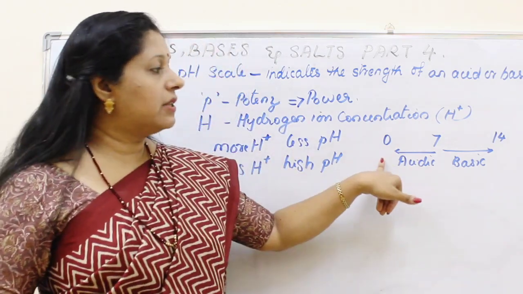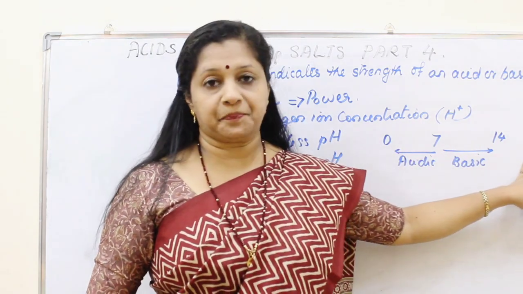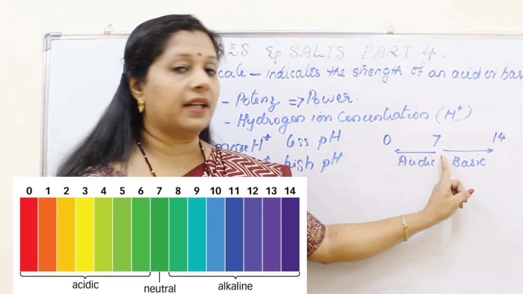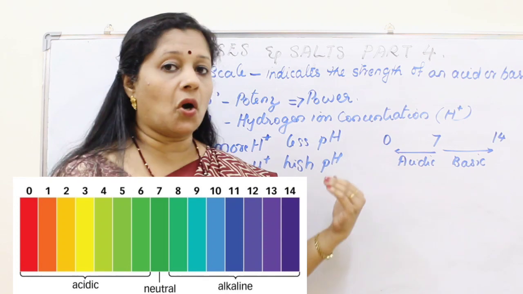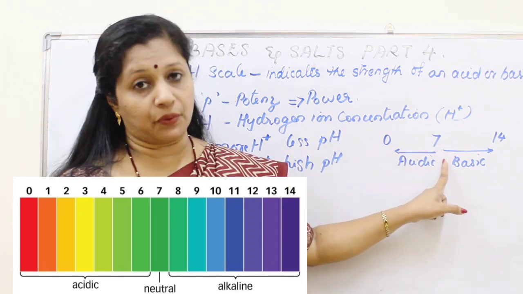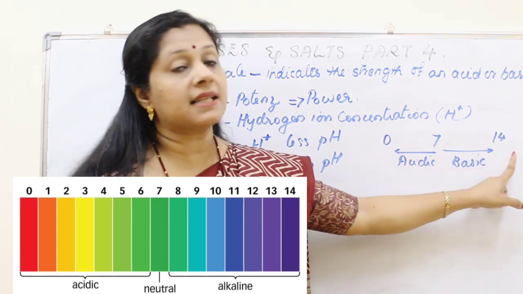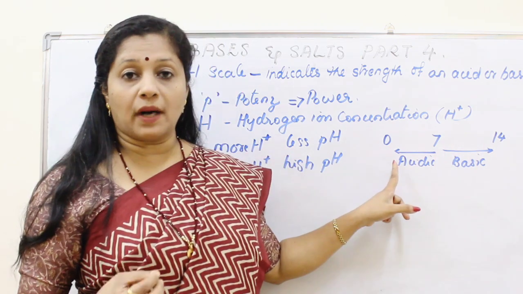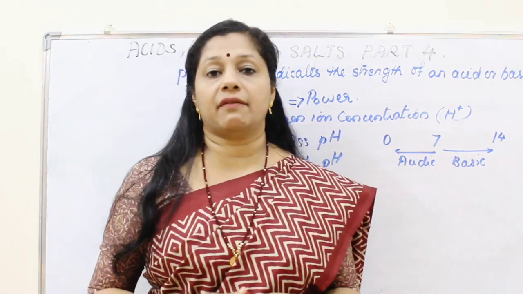The pH value is measured on a scale starting from 0 to 14. The mid value is 7. So 7 is neutral, and 0 to 7 is acidic, starting with the most concentrated form at 0 and decreasing towards neutral, that is 7. From 7, basicity starts and the highest point is 14. So 0 or 1 means a very concentrated form of acid, whereas 14 means a very concentrated form of base.